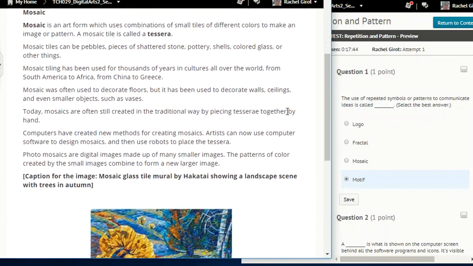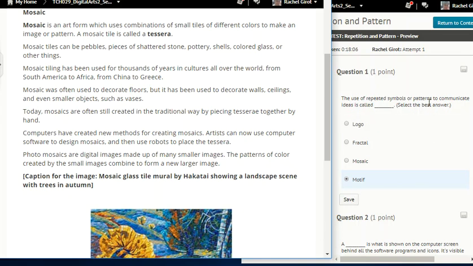Mosaic. Mosaic is an art form which uses combinations of small tiles of different colors to make an image or pattern. A mosaic tile is called a tessera. Mosaic tiles can be pebbles, pieces of shattered stone, pottery, shells, colored glass, or other things.